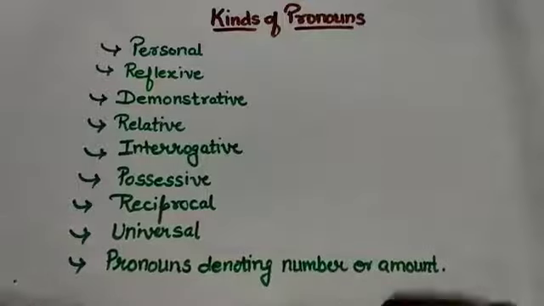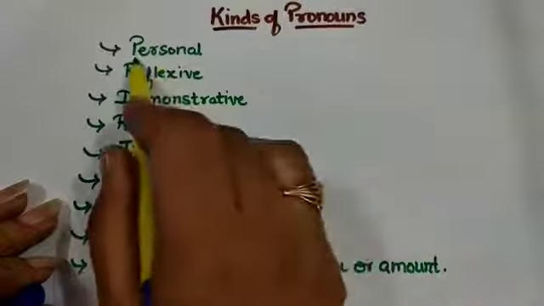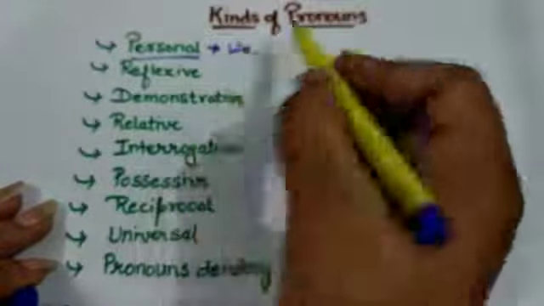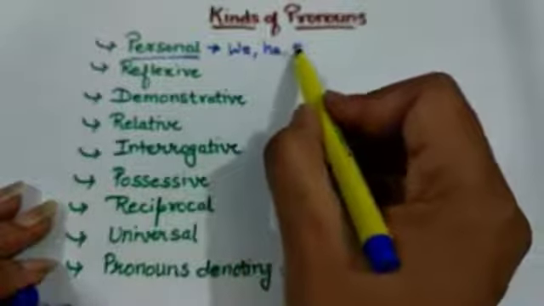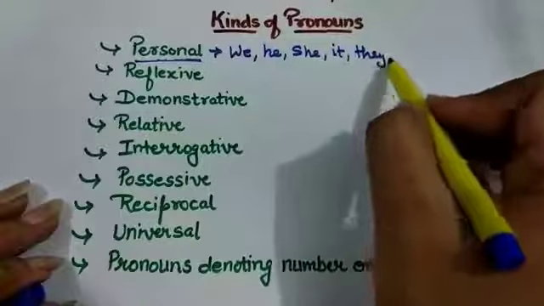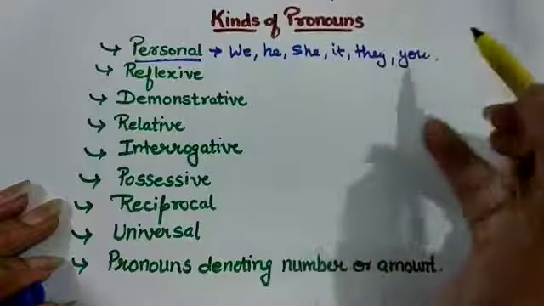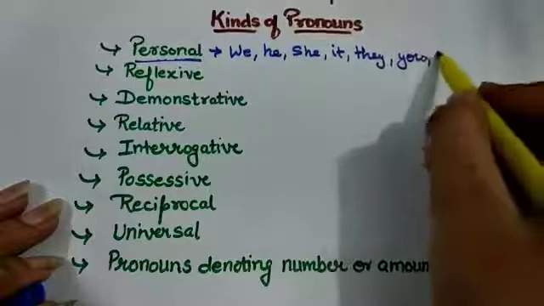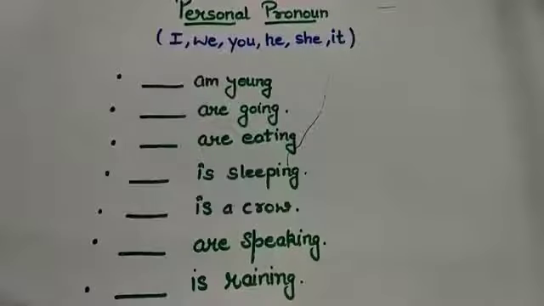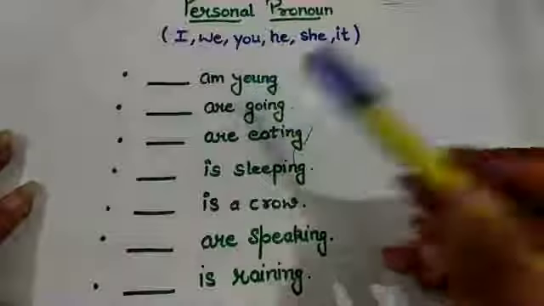First of all, let me tell you what personal pronouns are. Words like we, he, she, it, they, you, I are termed as personal pronouns. Here I have written a few examples, and I will try to fill up the spaces with personal pronouns.